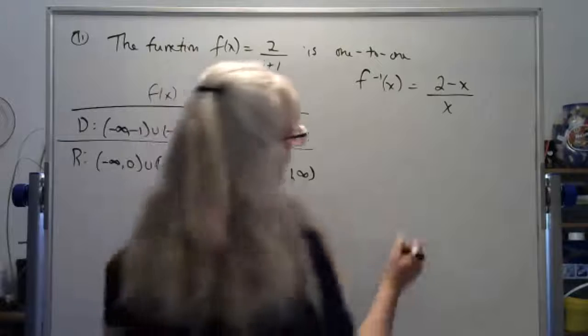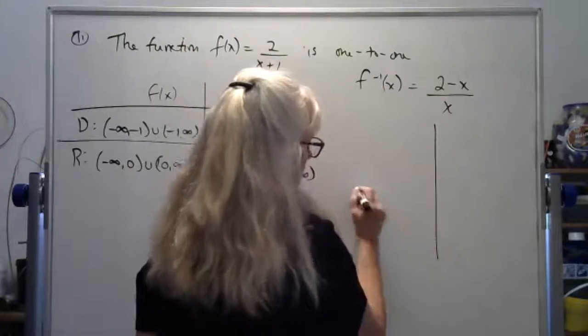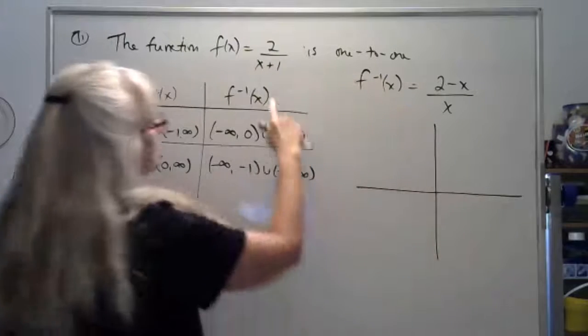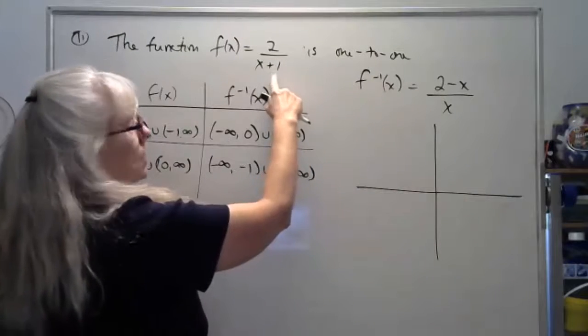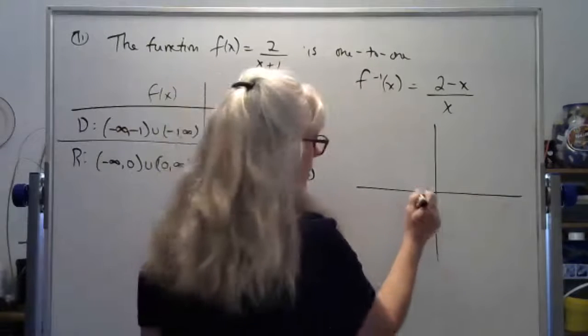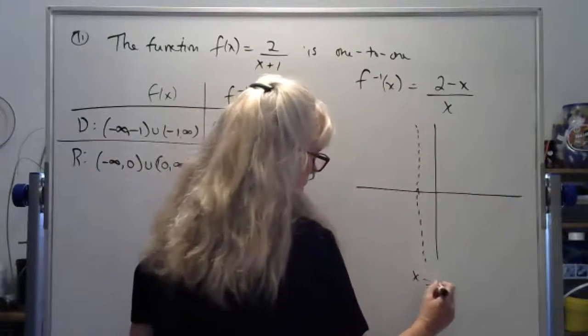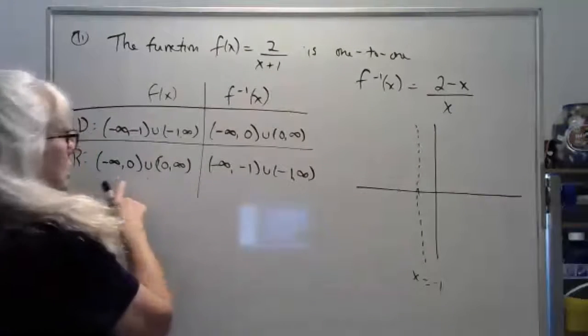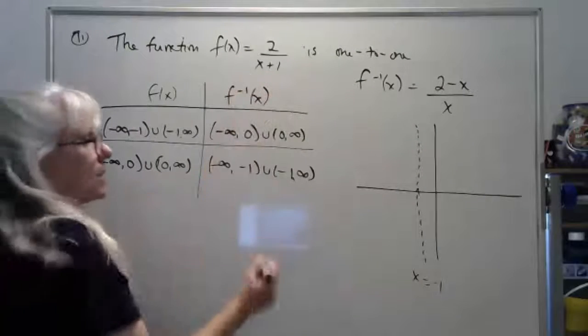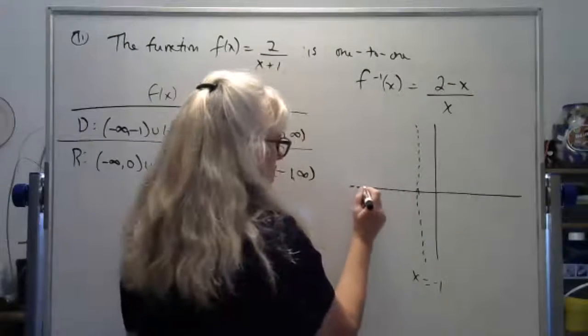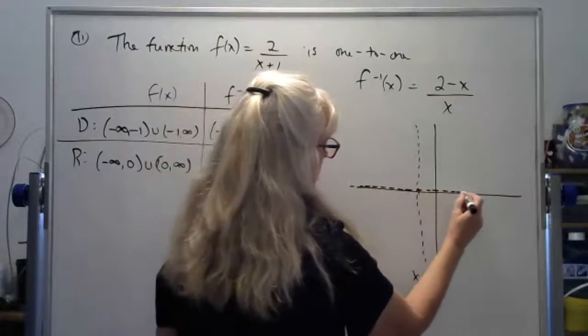Okay, I'm going to go graph the original function. So the original function would have a vertical asymptote at -1. So over here at -1. And we said its horizontal asymptote, because it's bottom heavy, is this axis. So sitting on top of this axis.